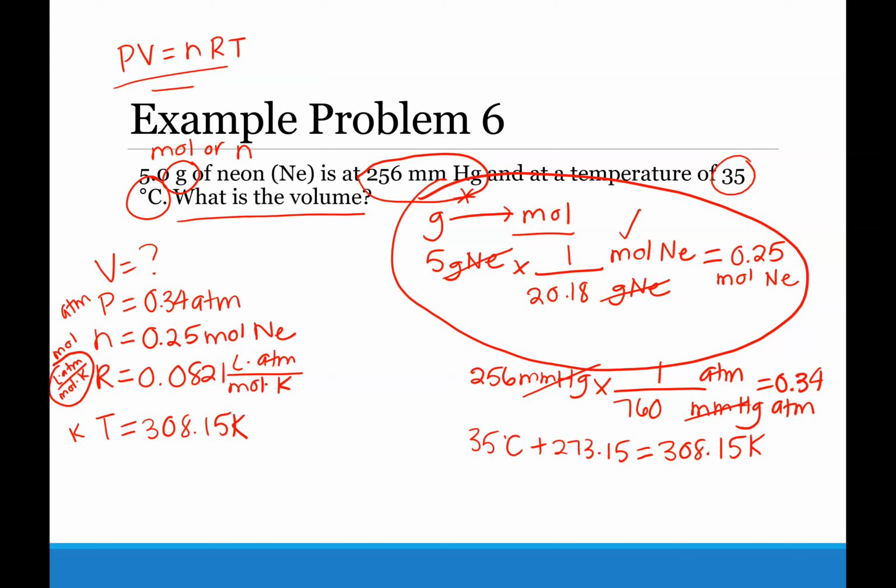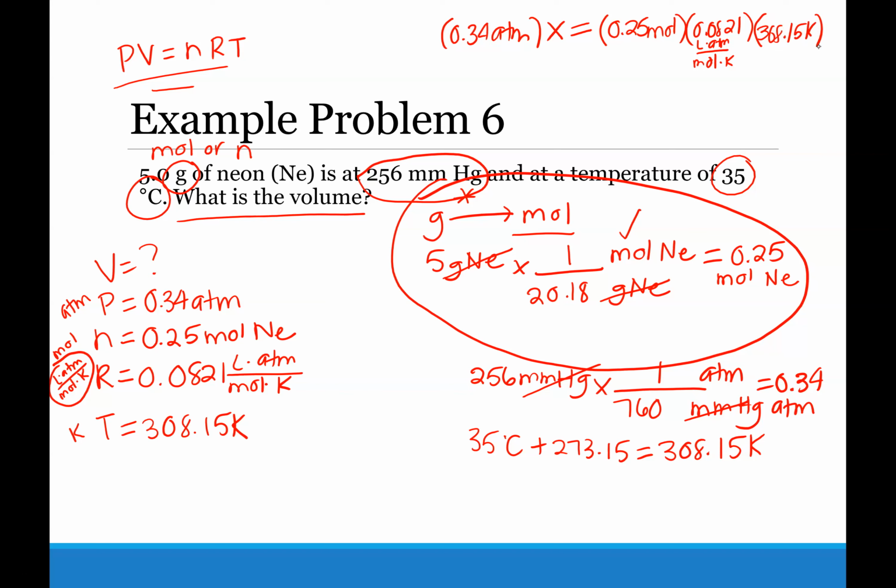And we're going to do it at the top of the screen since there doesn't look like there's much room left at the bottom. So pressure, 0.34 ATM. Volume is what we're looking for, so we'll put an X here, equals a number of moles, which is 0.25 moles. R, which is always the same no matter what, 0.0821 liters ATM, mole, and Kelvin. T is 308.15 Kelvin.